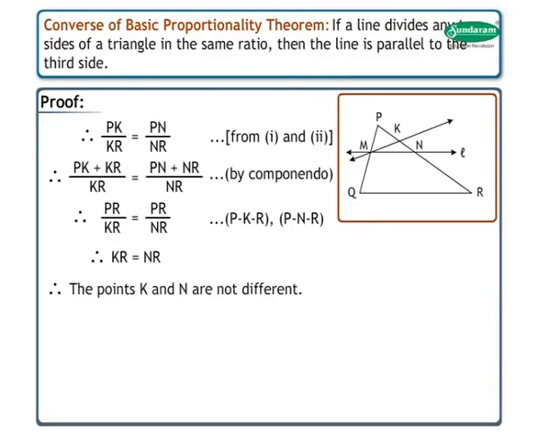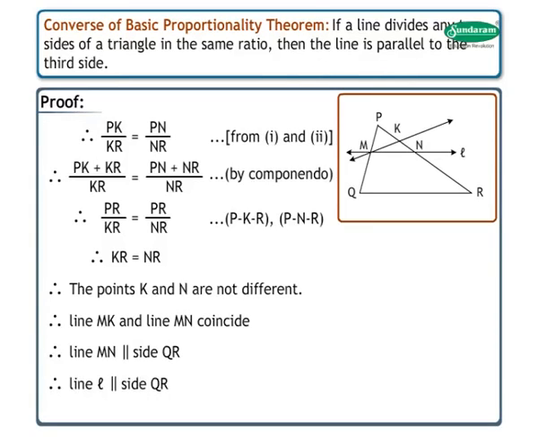Therefore, the points K and N are not different. Therefore, line MK and line MN coincide. Therefore, line MN is parallel to side QR. Therefore, line L is parallel to side QR. Hence, the converse of basic proportionality theorem is proved.